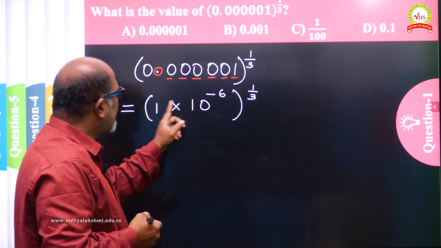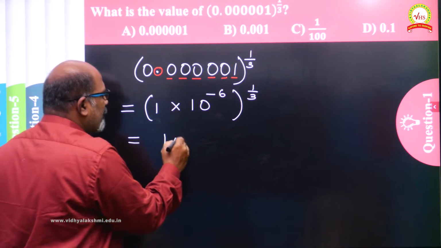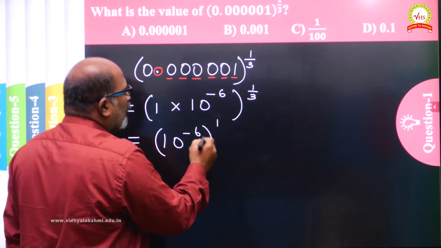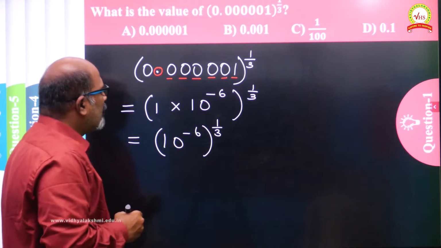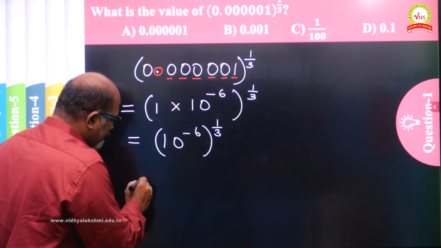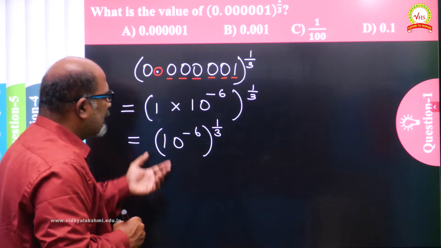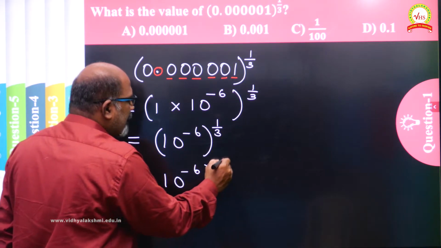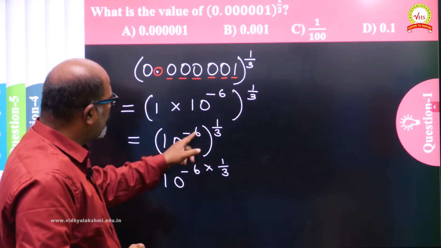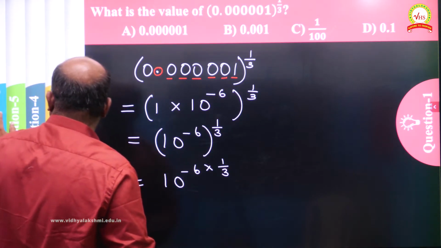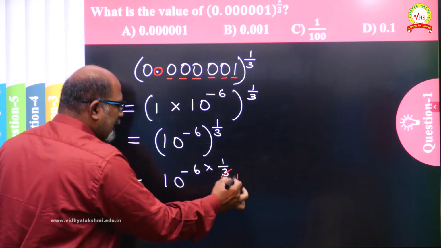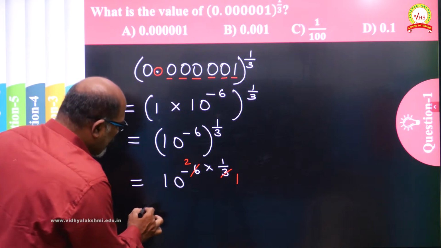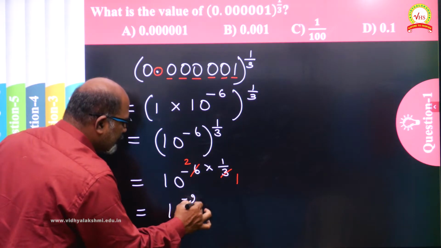And you all know that 1 multiplied by anything will give the same thing. That is, you will have 10 power minus 6, the whole raised to 1 by 3. Now we can apply the power of exponent rule, so it becomes 10 to the power of minus 6 multiplied by 1 by 3. Here we can make a cancellation: 3 one time and 6 two times, and the remaining part is 10 to the power of minus 2.